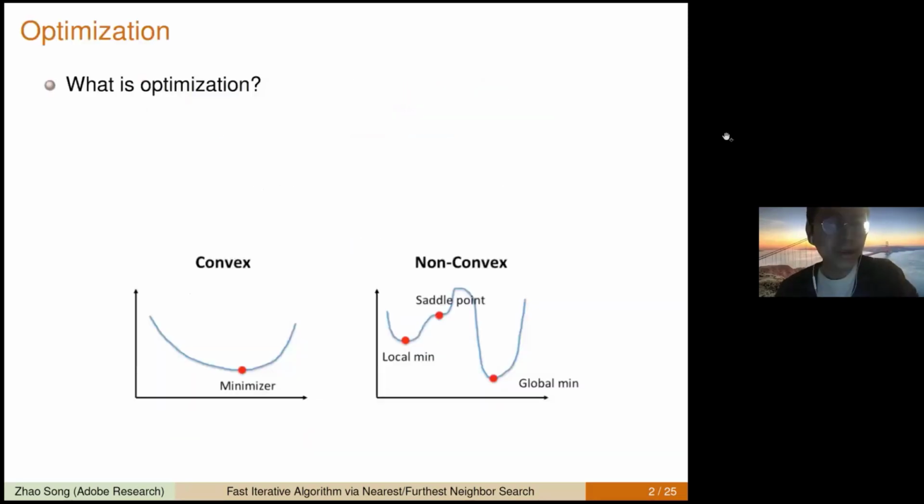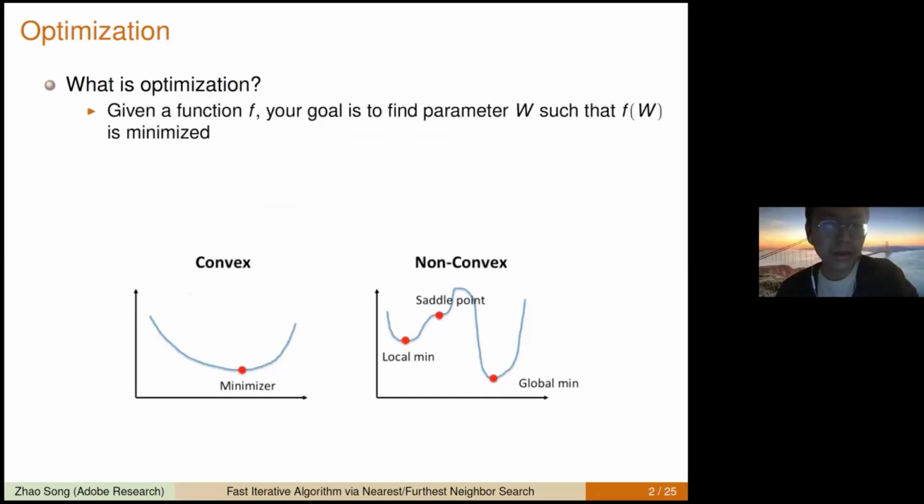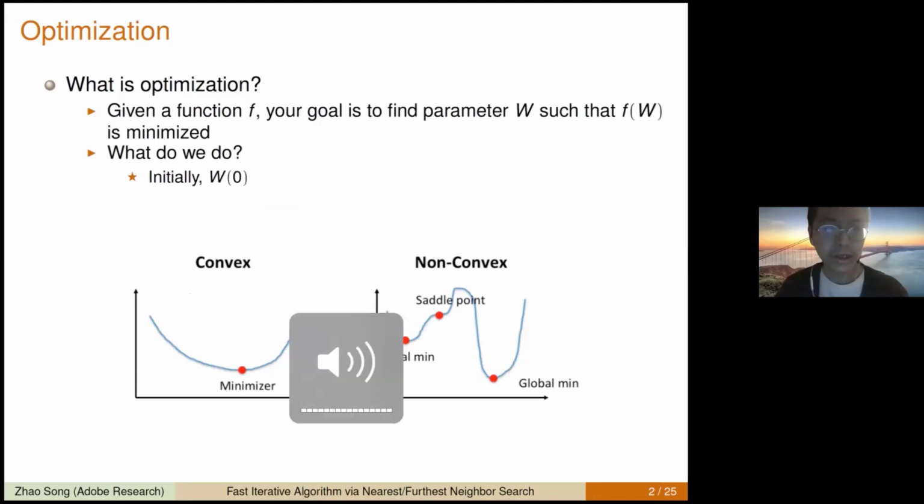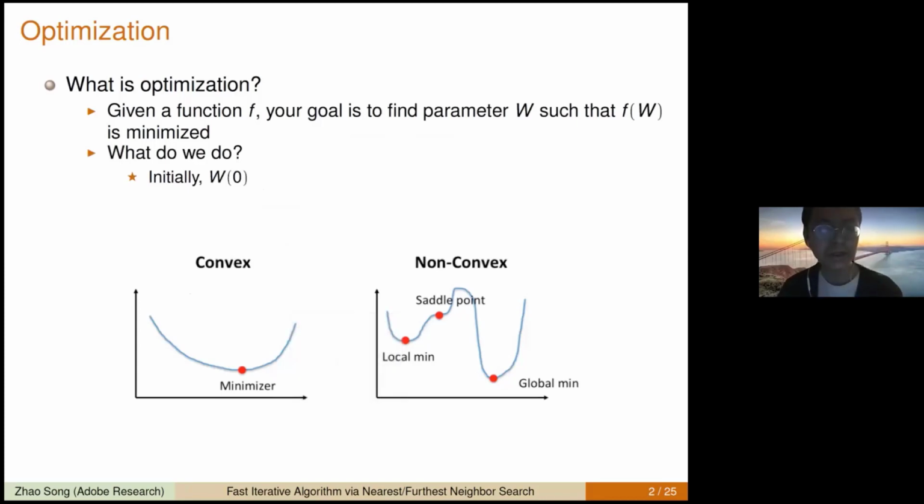Usually, optimization has two big categories: one is convex and the other is non-convex. Usually you are given a function f, and your goal is to find a parameter w such that f of w is minimized. In general, at the beginning we initialize w0 to be some random matrix, and then after each iteration we run some greedy type of algorithm until we converge. In today's talk, I will focus on a non-convex setting, which is deep neural networks.